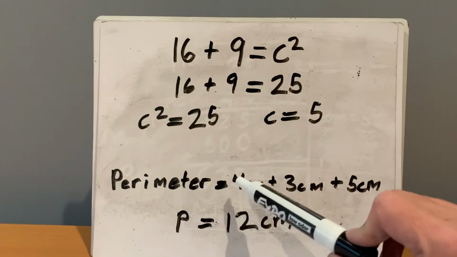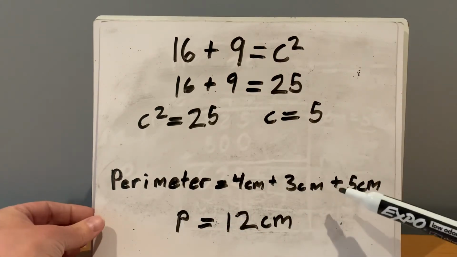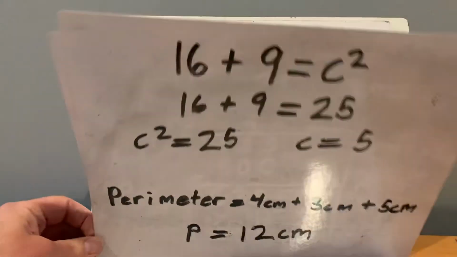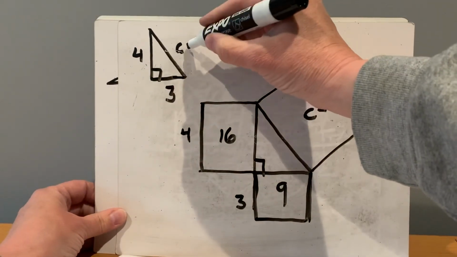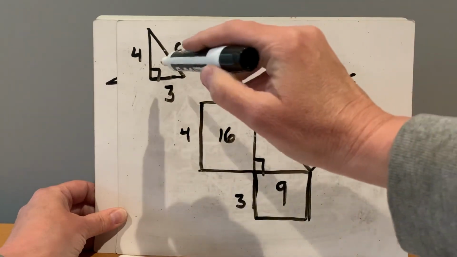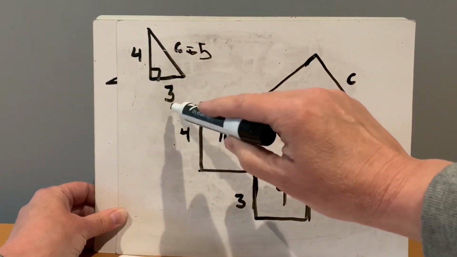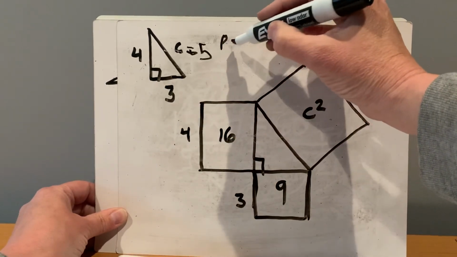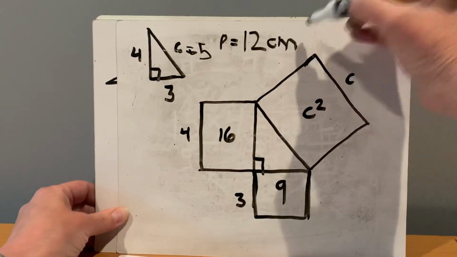The perimeter is 4 centimeters plus 3 centimeters plus 5 centimeters. So the perimeter equals 12 centimeters. If we go back here and we put 5 here, we add those together, we see 5 plus 4 is 9. 9 plus 3 is 12. So we can see that the perimeter does equal 12 centimeters.